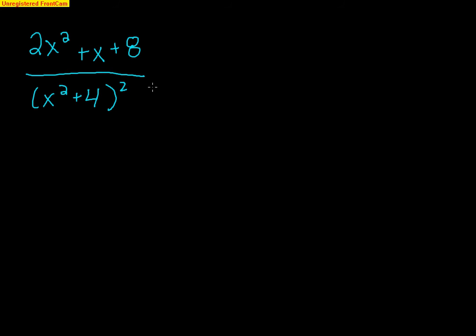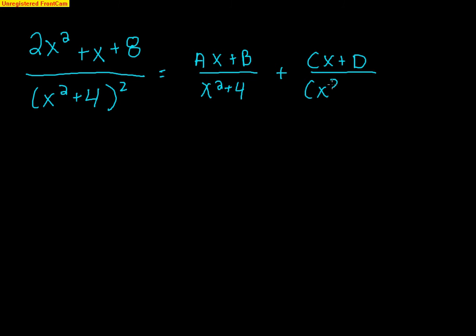Okay, so to set this up, we are going to set it equal to (ax plus b) over the first term, x squared plus 4, since we need one partial fraction for each power. And then it'll be plus (cx plus d) over (x squared plus 4) squared.